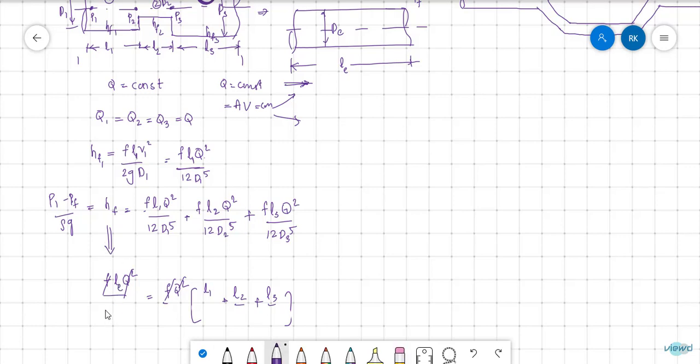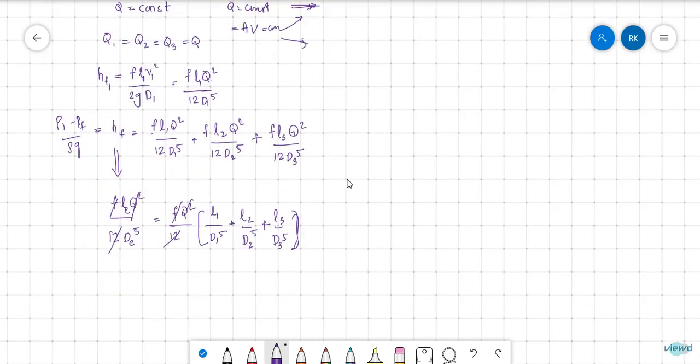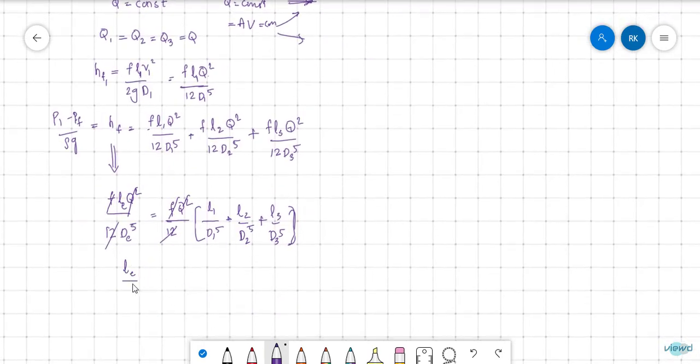And here also 12 D_E power 5. So f Q square divided by 12, so just 12, that's it. Taking this common, here D1 power 5, D2 power 5 and D3 power 5. So here 12 gets cancelled, and the finally remaining is L_E divided by D_E power 5 is equal to L1 by D1 power 5 plus L2 by D2 power 5 plus L3 by D3 power 5.